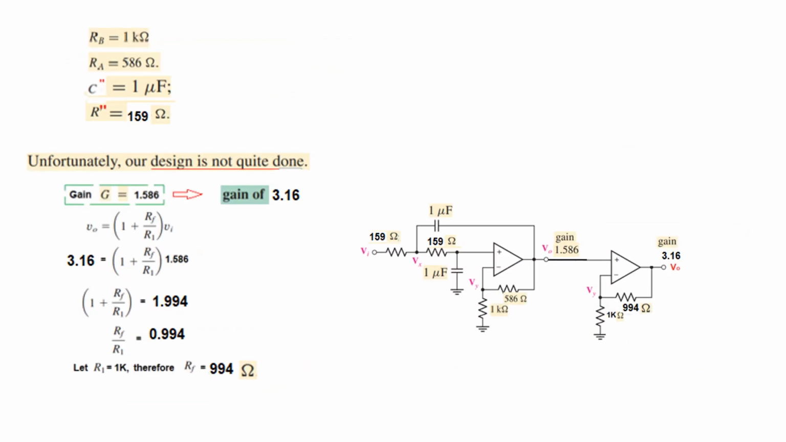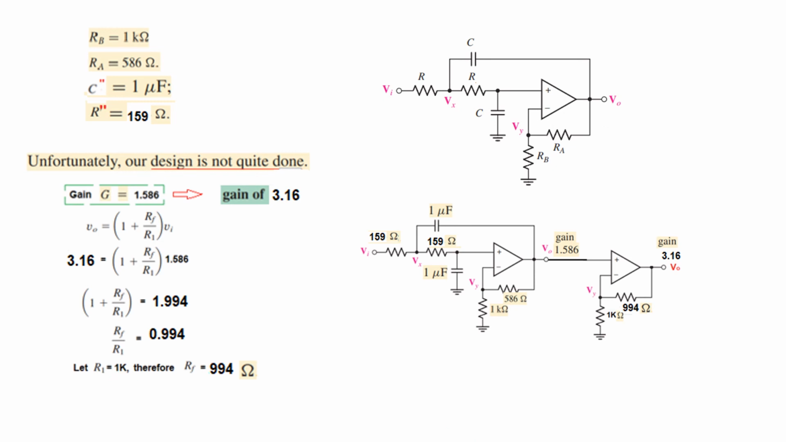So we have found the values, all these three, and same logic, the normalized gain is 1.586, but in the question the gain required is 3.16. So just following the same technique, we get the value of R1 is 1K and RF is 994 ohm. This is for the second amplifier. So this is the answer.